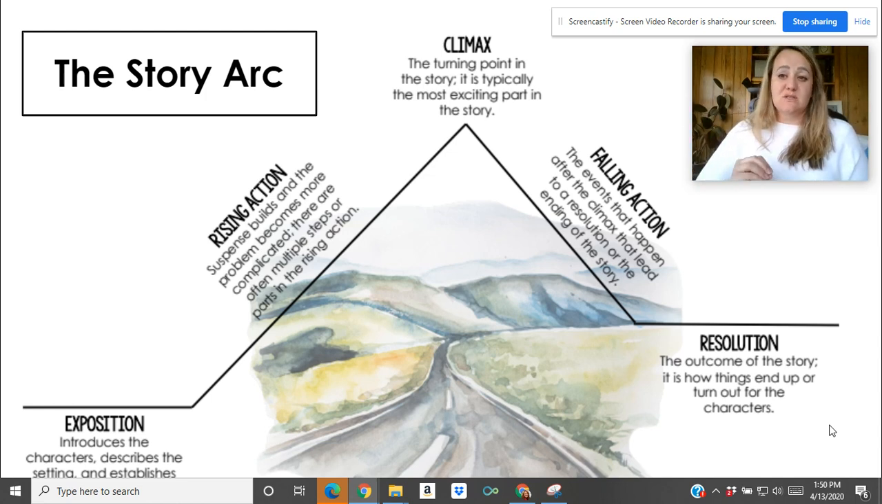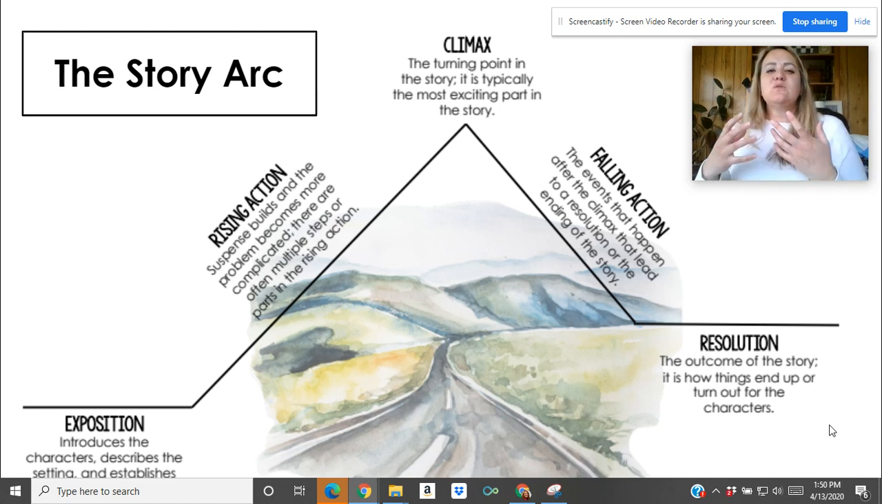And then we come to the resolution of the story, which again is just a really fancy way of saying the end, right? So it's how the story is finishing. It's how things end up for the characters. So we see that Allie is in a really good place at the end of the story.